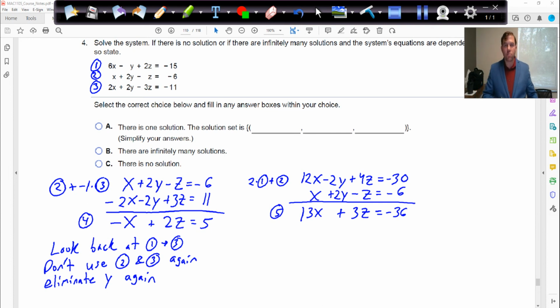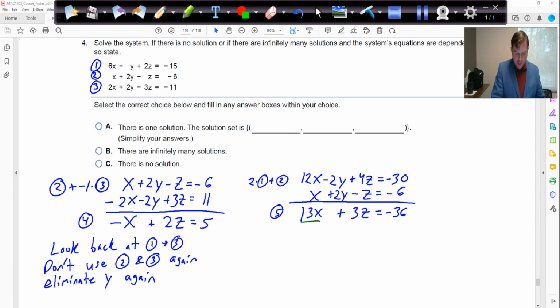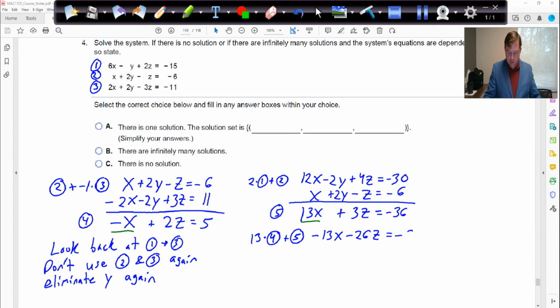And now we have to combine 4 and 5 in a way to eliminate one of these letters. And there's lots of ways to do it. I'm going to kind of pick up on the fact that we've got a positive 13x and a minus x. So if I can get a 13 in front of that minus x, when I add the 13x and minus 13x, they'll cancel. So that's what's going to guide me. So I'm going to say, let's take 13 copies of equation 4 and add those to equation 5 unaltered. So I'm going to take 13 times everything in equation 4. So it's minus 13x, it's minus 26z, and it's going to be minus 65.